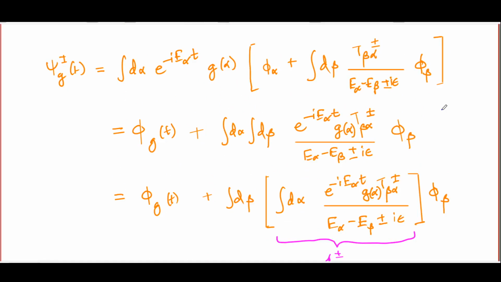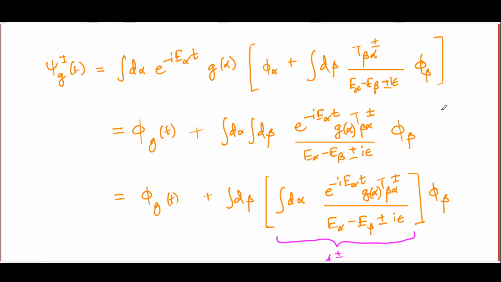That exactly is what we demand for an in state. The superposition psi g, when you apply e to the minus i h t on it, will match phi g with e to the minus i h 0 t acting on that, in the limit t goes to minus infinity. And that is exactly what is happening. In the limit t goes to minus infinity, the double integral term just goes to zero.